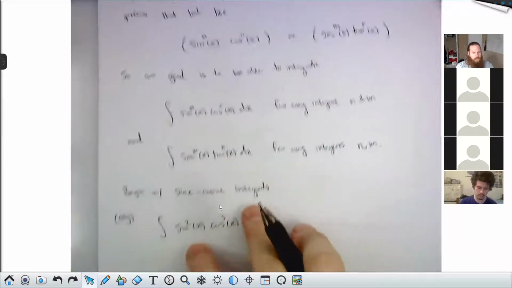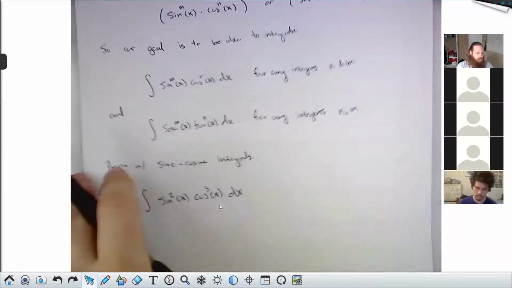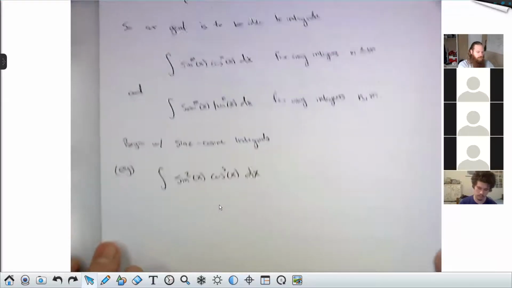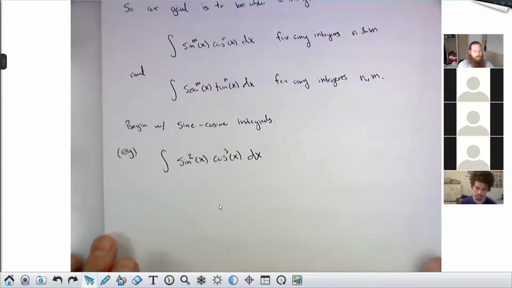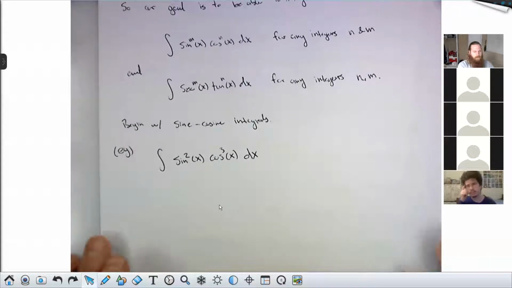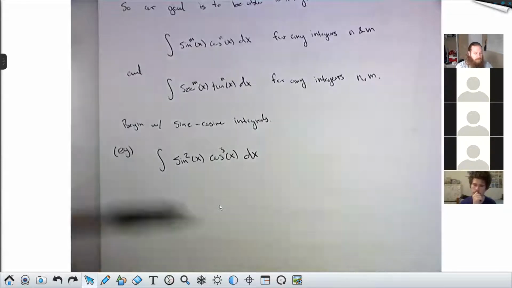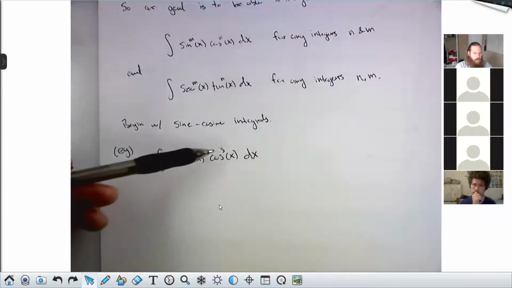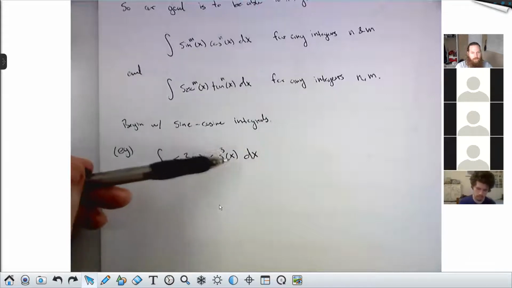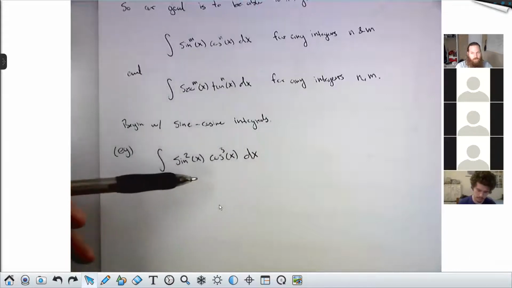So if I ask you to integrate the second power of sine times the third power of cosine, sine squared times cos cubed, I claim that you can do this with u sub. You just have to be clever about it. The powerful tool here is the Pythagorean identity. And the useful feature of this integral is the odd power. The fact that there's an odd power is what is going to allow me to use u sub.